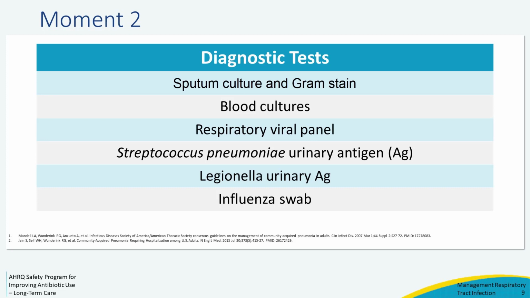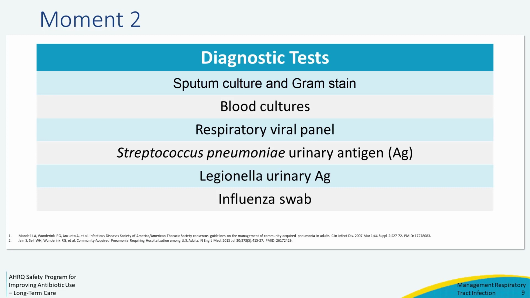Sputum culture and gram stain, if it can be obtained, is recommended to aid in tailoring antibiotic therapy to target the correct organism. Remember from our microbiological culture collection module that it helps to obtain early morning specimens and prompt the resident to cough up deep sputum from their lungs rather than just spitting into a cup. Blood cultures are recommended for patients with a fever and who appear very ill.